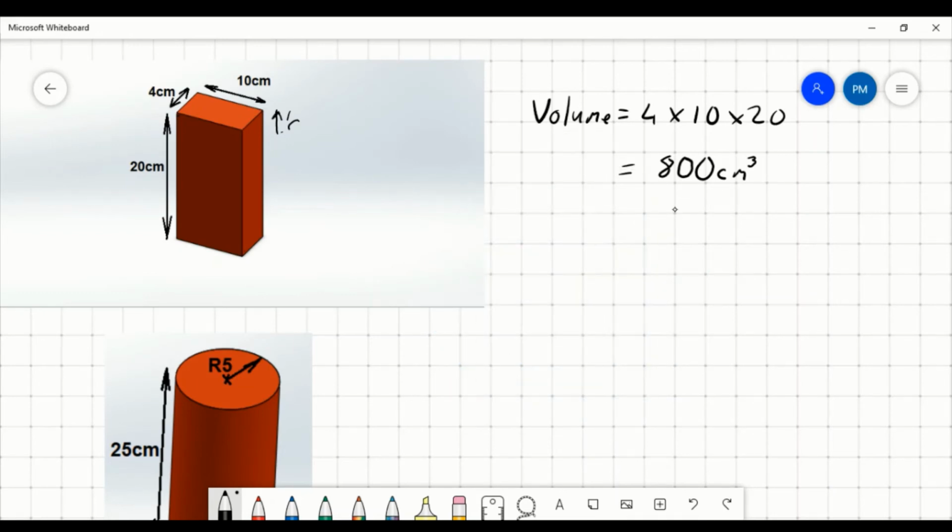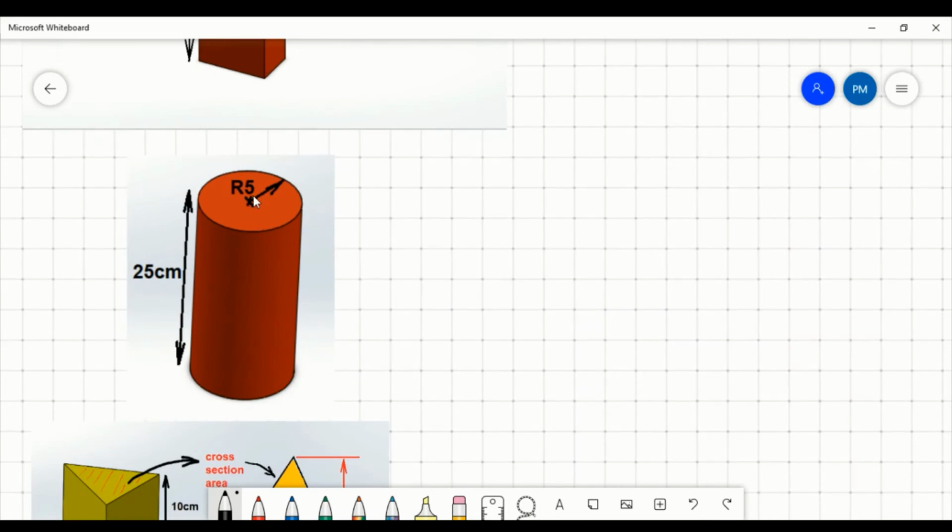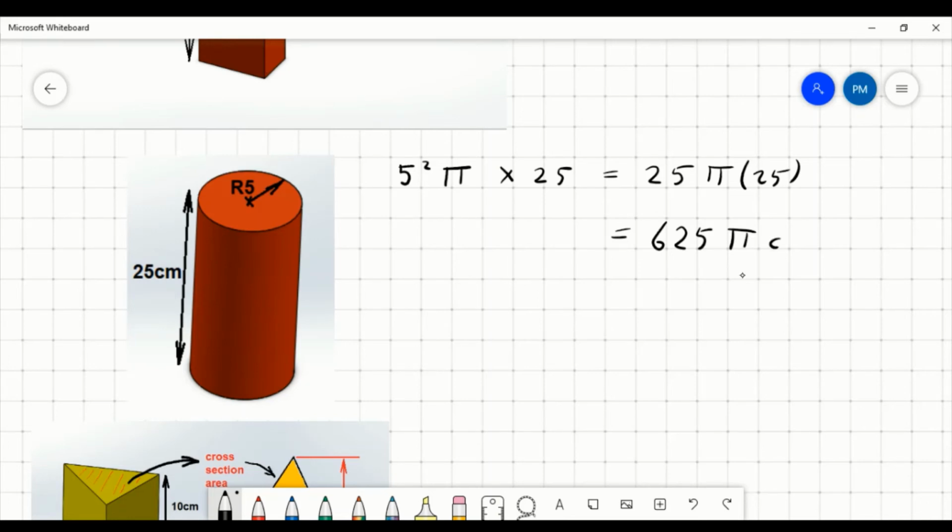And so for the next one, all we have to do is find the area of this circle, which you know how to do, and then multiply it by 25. So for that one, you're going to get pi r squared. I won't write it out this time. We'll just say 5 squared by pi. And then we're going to multiply that by the height, 25. So we're going to get 25 pi by 25. And then we can actually just leave the pi there at the very end. So we just get 25 by 25, which gives us 625 pi centimeters cubed.